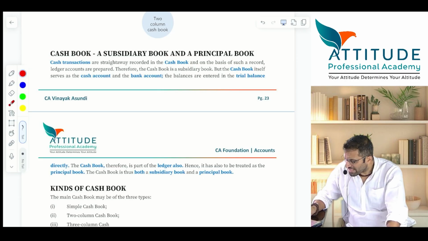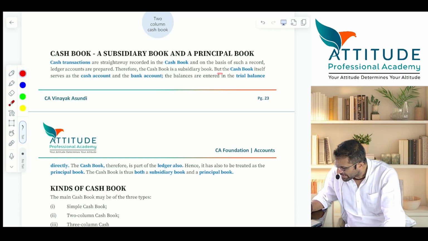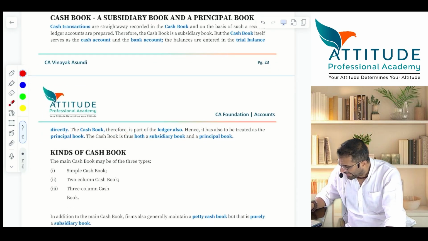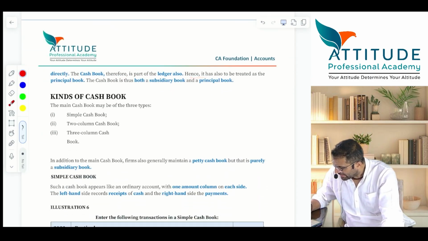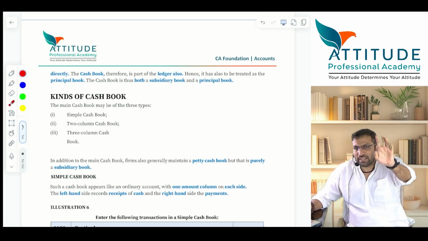Cash transactions are straight away recorded in cash book, and on the basis of such a record, ledger accounts are prepared. Therefore, cash book is a subsidiary book. But cash book itself serves as a cash account and bank account, and the balances are entered in the trial balance directly. The cash book therefore is a part of ledger also. Hence, it has also to be treated as the principal book. The cash book is thus both subsidiary book and principal book. Is that clear? Yes. Next.